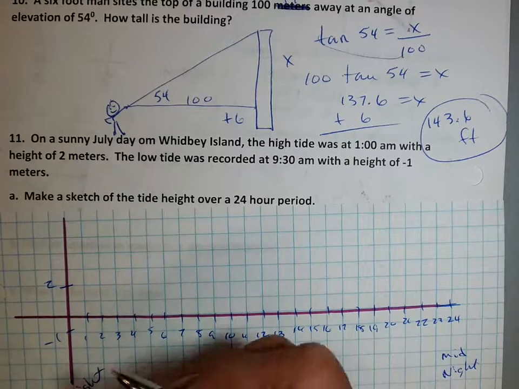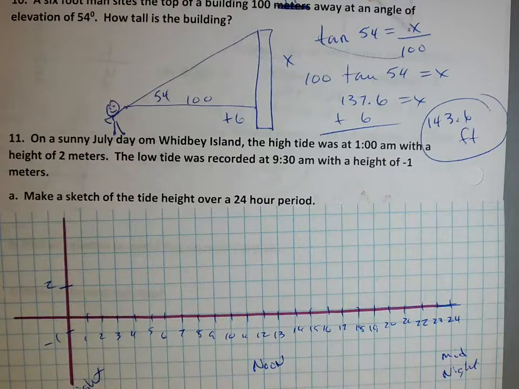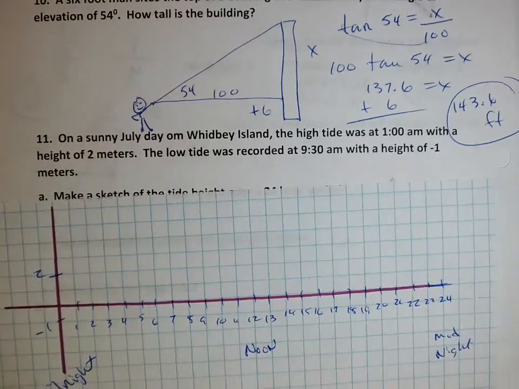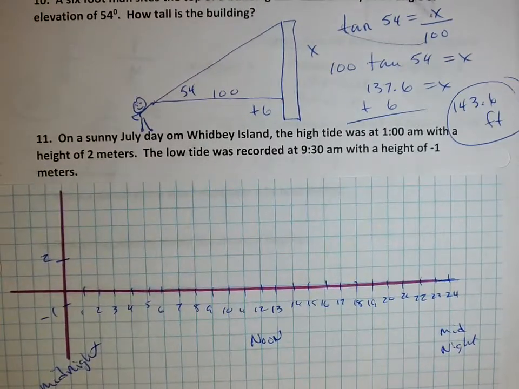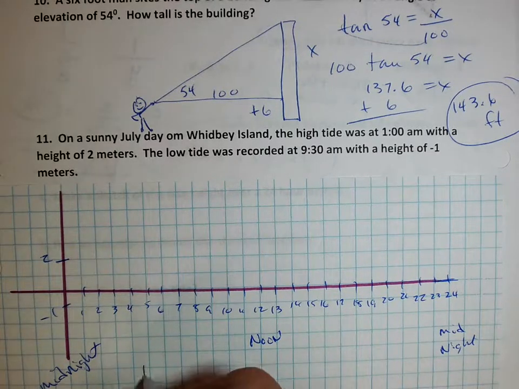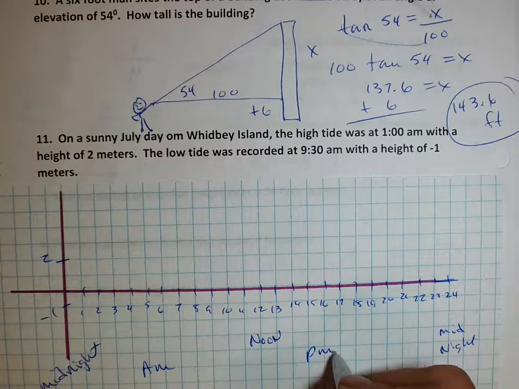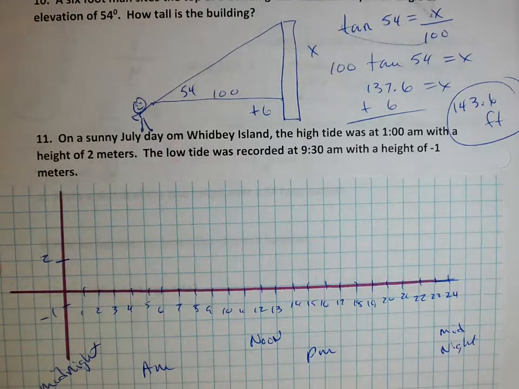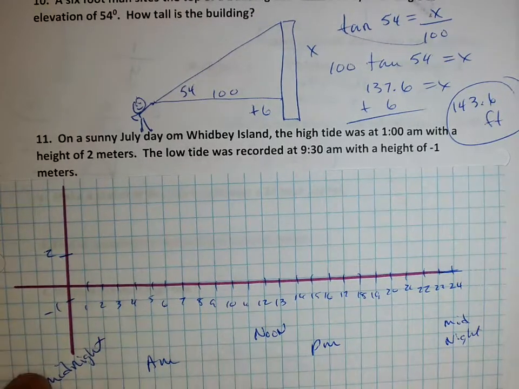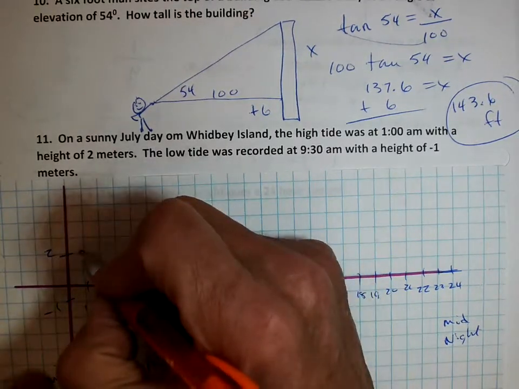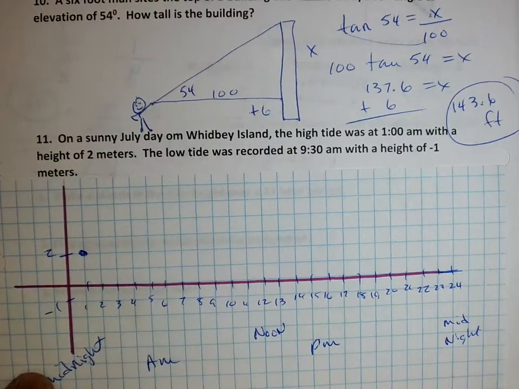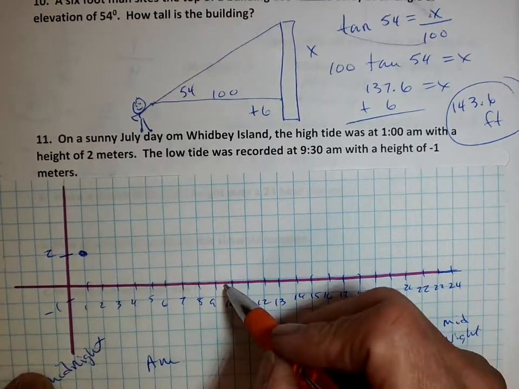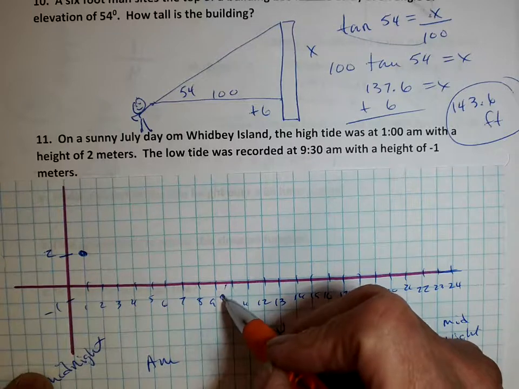All right, I'll let you catch up. Okay, 0 to 24, right? AM, PM, right? Okay. All right, let's see what I have. 1 o'clock, height of 2 meters. Okay. 9:30, -1 meter. All right.